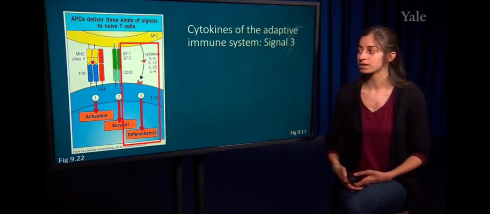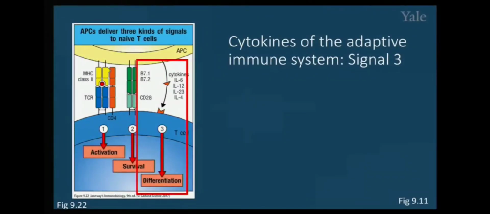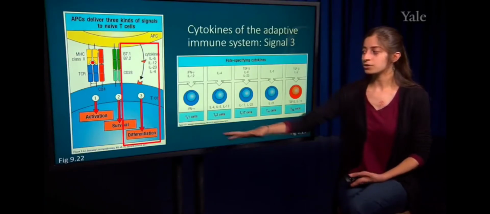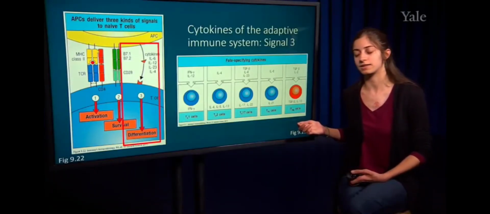However, that's not enough. The T cells also need to receive signal 2 through CD28 and B7-1 and B7-2, or CD80 and 86. And finally, they also need to receive this third signal, which is cytokines pumped out from the APC to tell the T cell, now you're activated, this is the type of immune response that you need to mount, or this is the type of T cell that you need to become. You may recall that interferon gamma and IL-12 are important for differentiating T cells into Th1s. IL-4 is necessary for Th2 differentiation, TGF-beta, IL-6, and IL-23 important for Th17, IL-6 for T follicular helper cells, and TGF-beta and IL-2 for induced T regulatory cells.